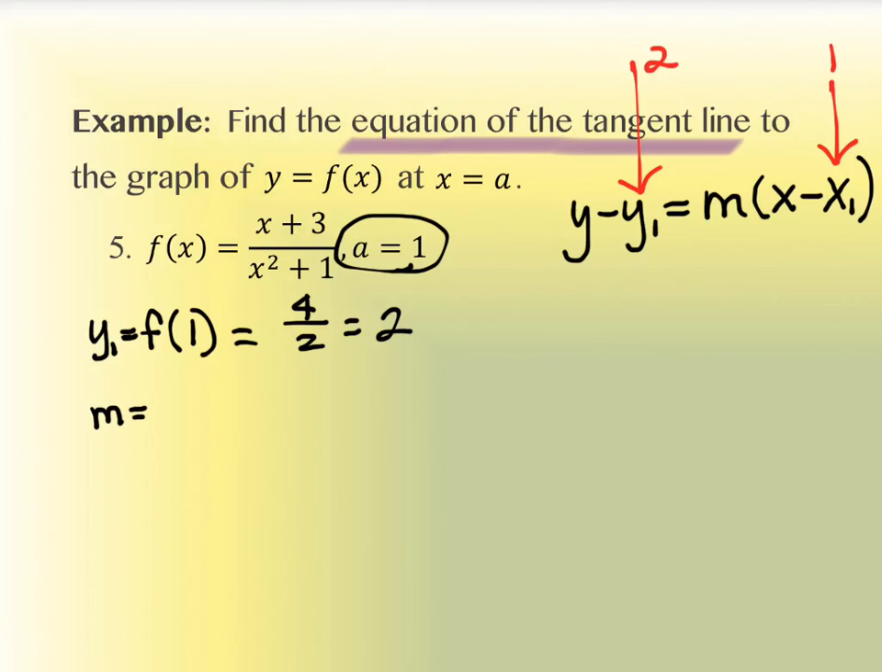M is found by doing what? Taking the derivative. So we need to find the derivative of f. All right, so the derivative here is a quotient rule because I've got a numerator and a denominator. So what is the first part of the quotient rule? Just writing the denominator. And then the second part of the quotient rule is to do what? Take the derivative of the numerator.